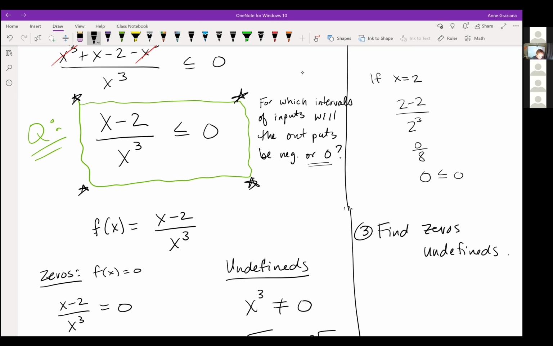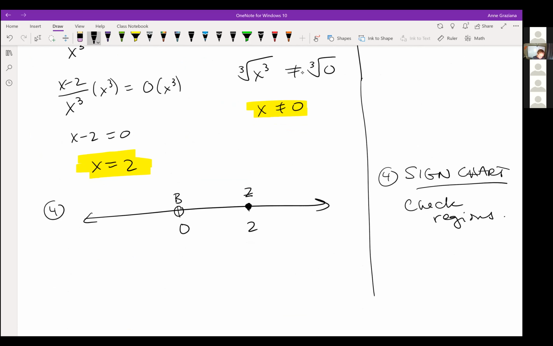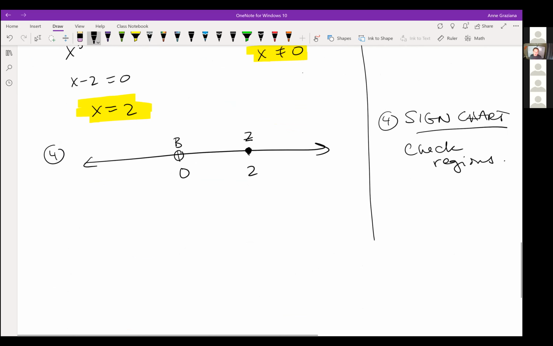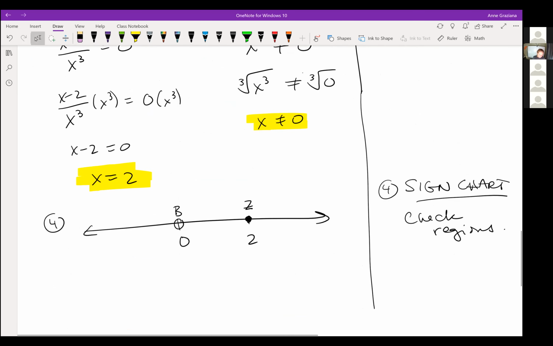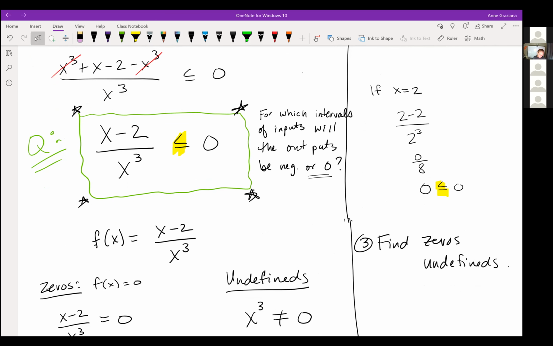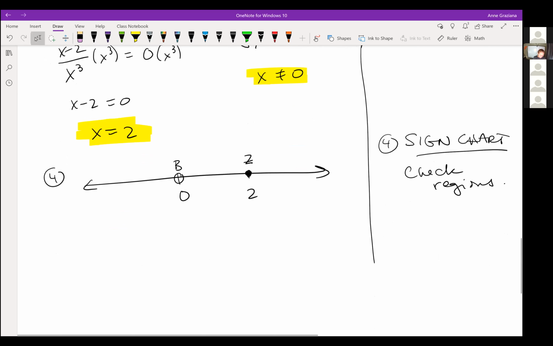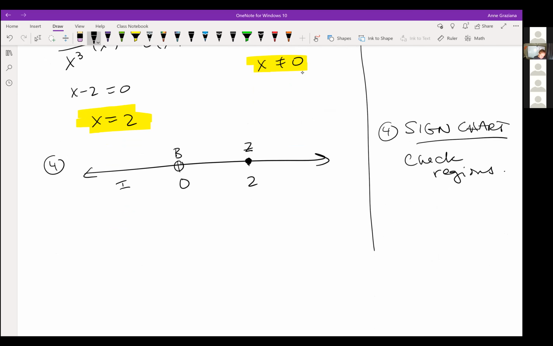And since I have this equal sign here, it can equal 0. If that was just less than, like there was no equals, then no, we could not include it. So I'm going to go ahead and make that a dark dot. So that is okay to include. All right, so we have 3 regions to check.